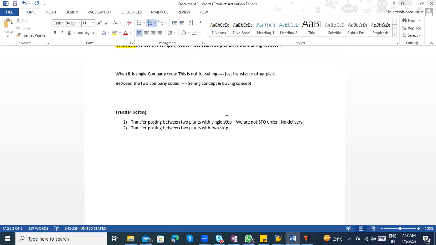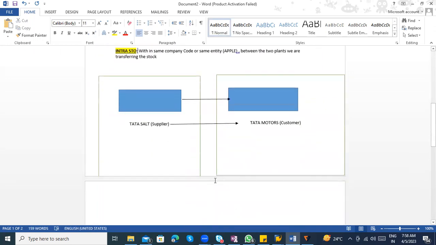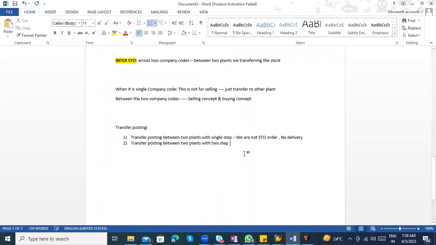Imagine within a single screen we are just transferring, because both plants might be side by side. We don't need to create all these documents, deliveries and the transport documentation, outbound delivery note; none of that is required. In that case, I can do it simply with a single screen, instead of following all this process. The same here also, no STO order and no delivery. They will do it only in the MM transaction.